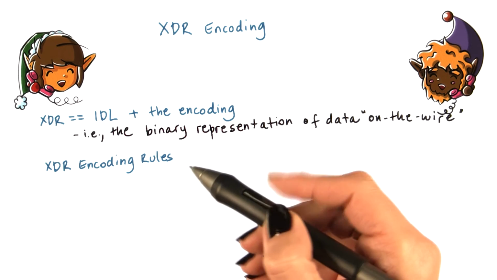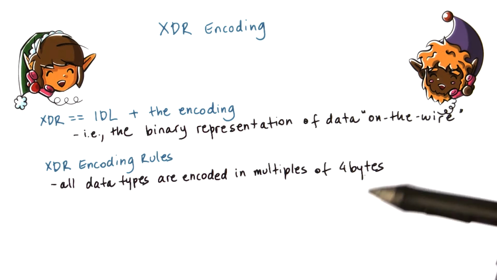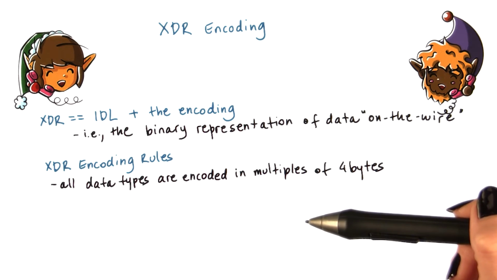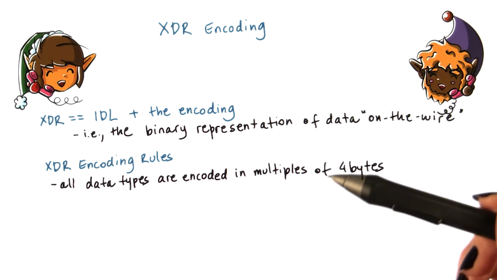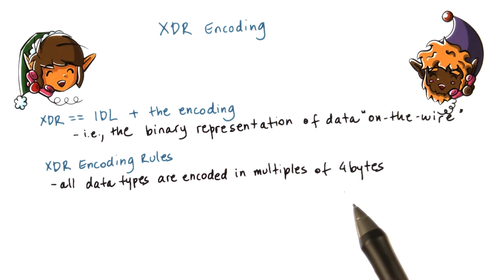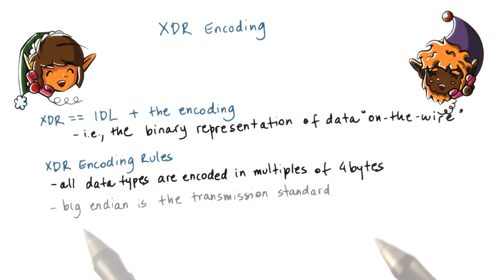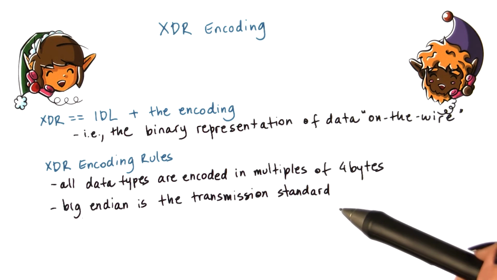Here are some encoding rules. All data types are encoded in multiples of 4 bytes. So transmitting a single byte argument would include a single byte for the data and 3 bytes of padding in order to make that up to 4 bytes. This is to help with alignment when moving data to and from memory and the network packets and the network card. Big Endian is used as a transmission standard.